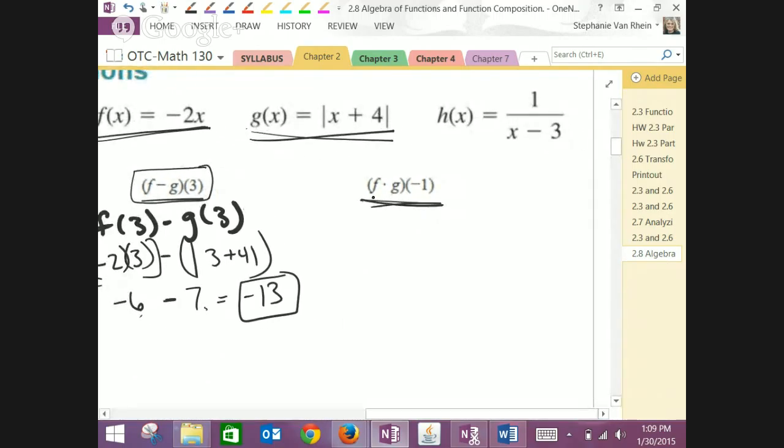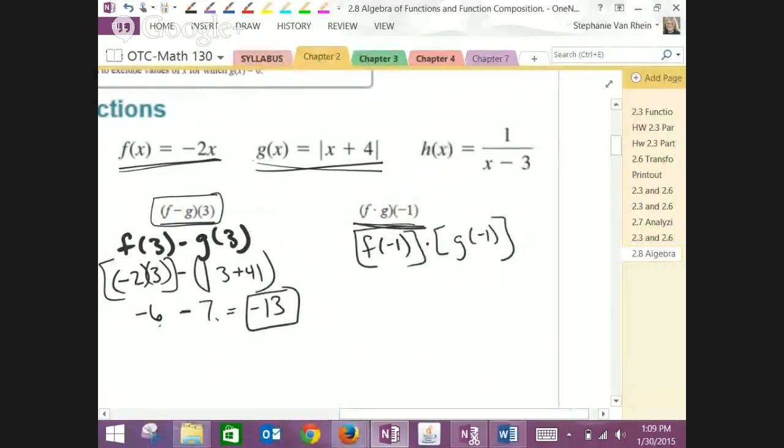Half the battle is knowing what it's asking. If you don't know what it's asking, you can't begin to start the problem. So this problem is asking, what is f at minus 1 times g at minus 1? So this is saying, what is f at minus 1? What is that being multiplied by g at minus 1? So I need to find f at minus 1, which I look at the f function and plug in minus 1. And then I look at the g function, and I plug in minus 1.